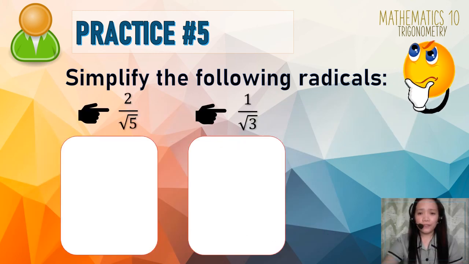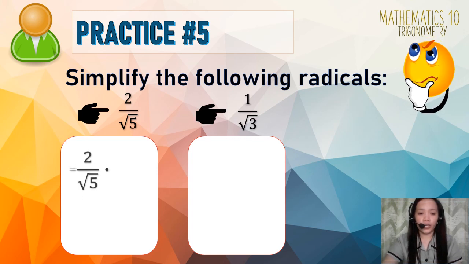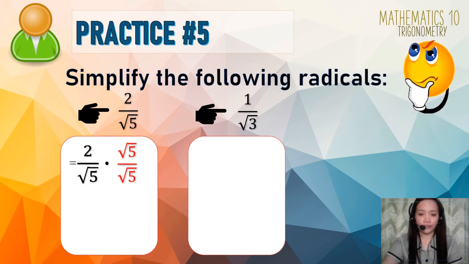Simplify the given radicals. These two given radicals are not considered simplified yet because the denominator has a radical also. So, we need to simplify this. First, let's have 2 over the square root of 5. Now, we're going to multiply both the numerator and denominator of the given expression by the square root of 5 over the square root of 5.